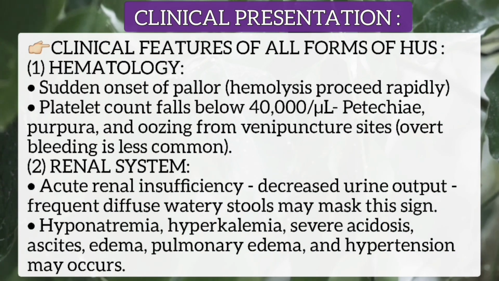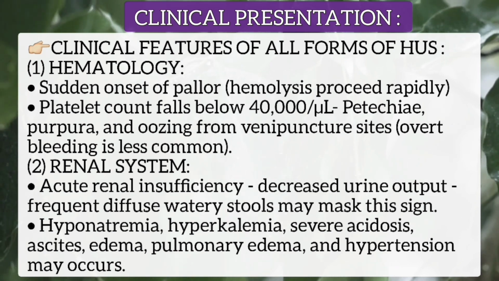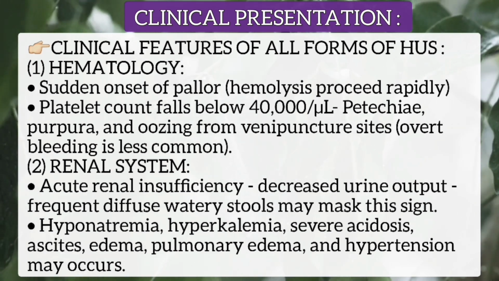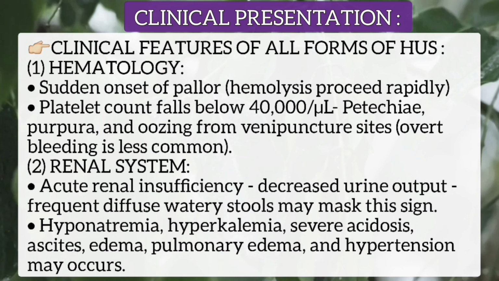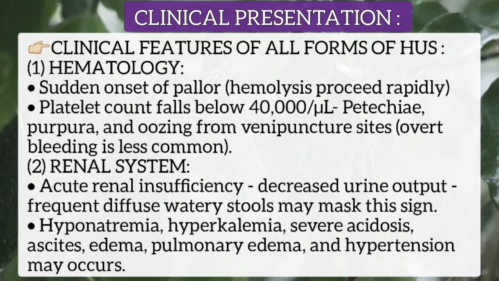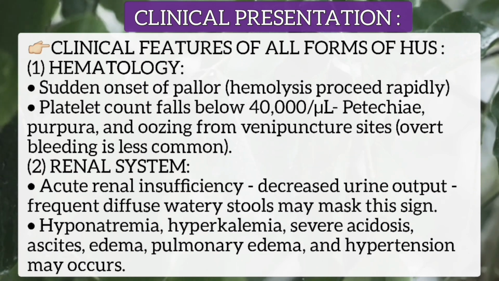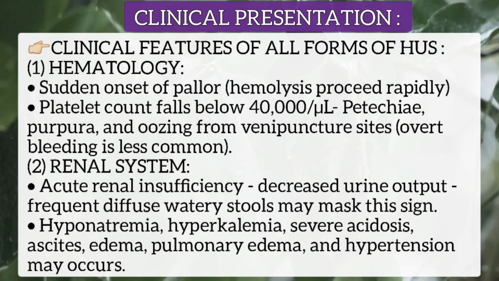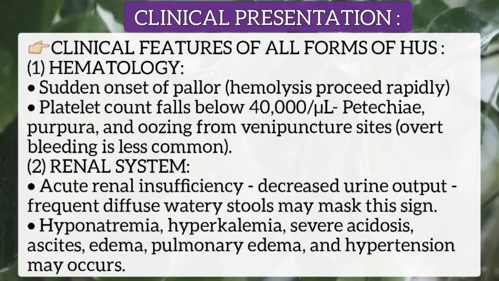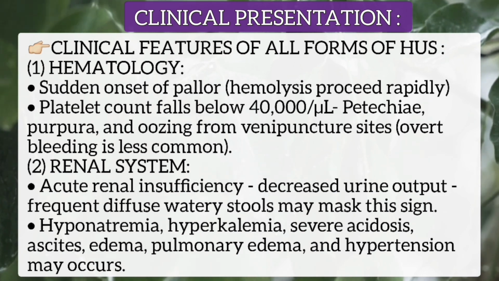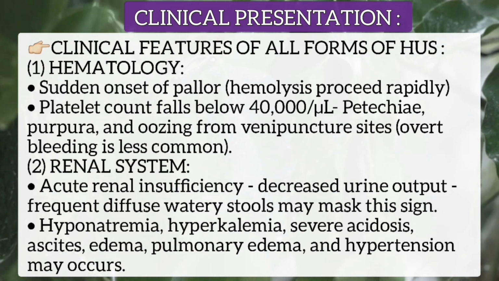There is sudden onset of pallor, and hemolysis proceeds rapidly with a rapid fall in hematocrit. The platelet count also falls below 40,000 per microliter, so there are petechiae, purpura, and oozing from the venipuncture site. However, overt bleeding is less common. Acute renal insufficiency rapidly occurs. There is decreased urine output, but frequent diffuse watery stool may mask this sign in the case of diarrhea-associated hemolytic uremic syndrome. Now, if this condition is not recognized, there is hyponatremia, hyperkalemia, severe acidosis, ascites, edema, pulmonary edema, and hypertension.